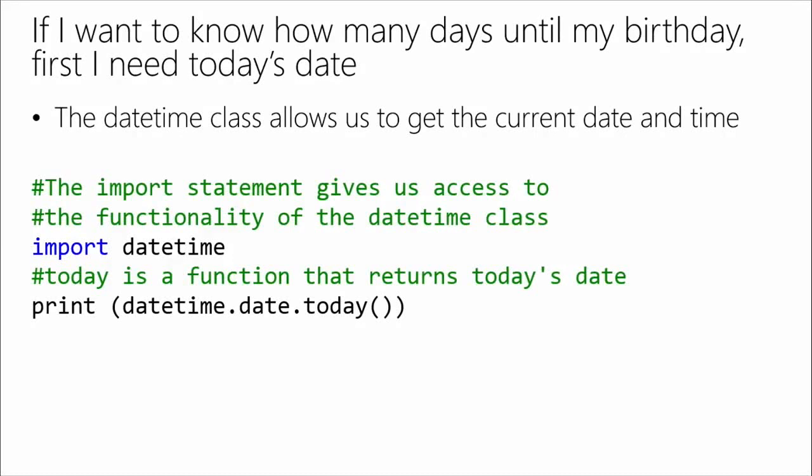Well, the way that we deal with all of that is by working with dates and times. One great thing about Python, which is true across almost every language, is that it has the ability to understand and manipulate a date. Let's say, for example, and this is a classic example, that I want to figure out the number of days until my birthday. The first thing I'm going to need to know is today's date, and we can pull that in by utilizing the datetime class.